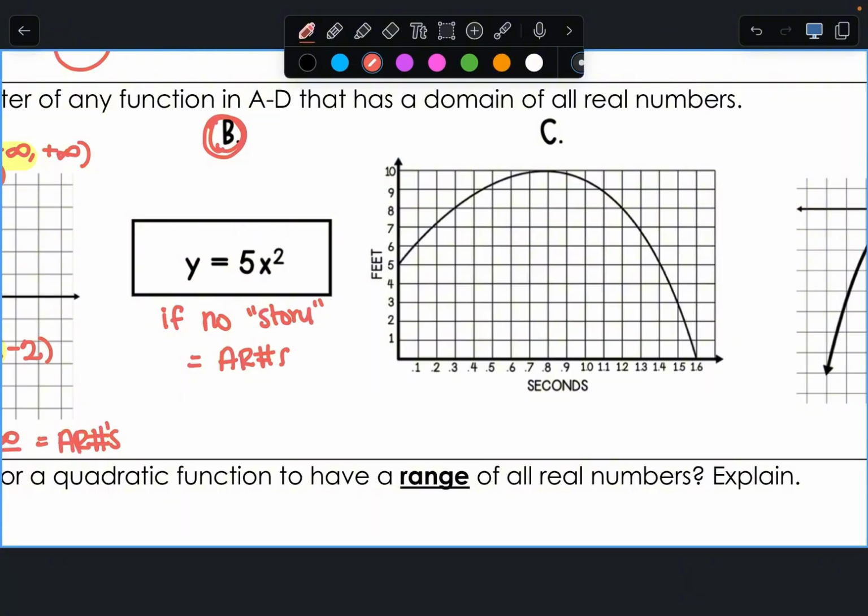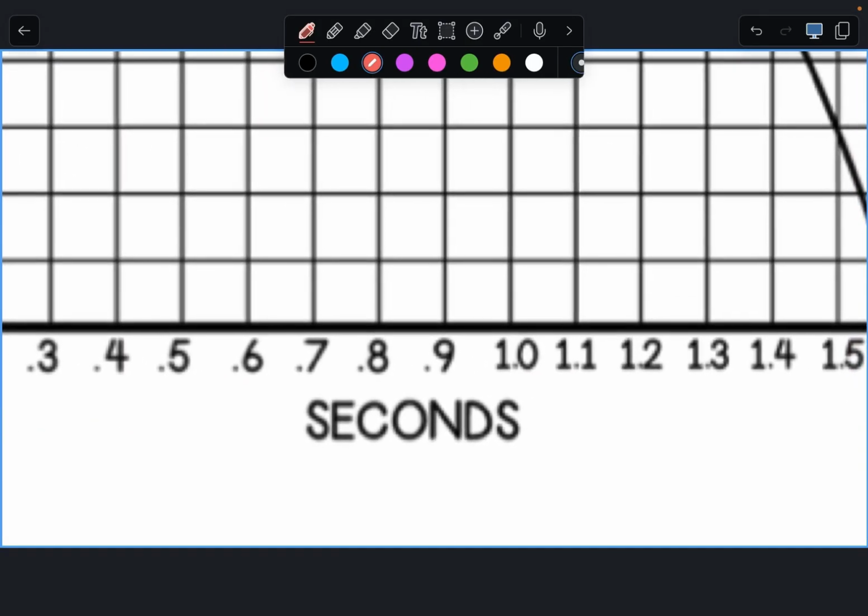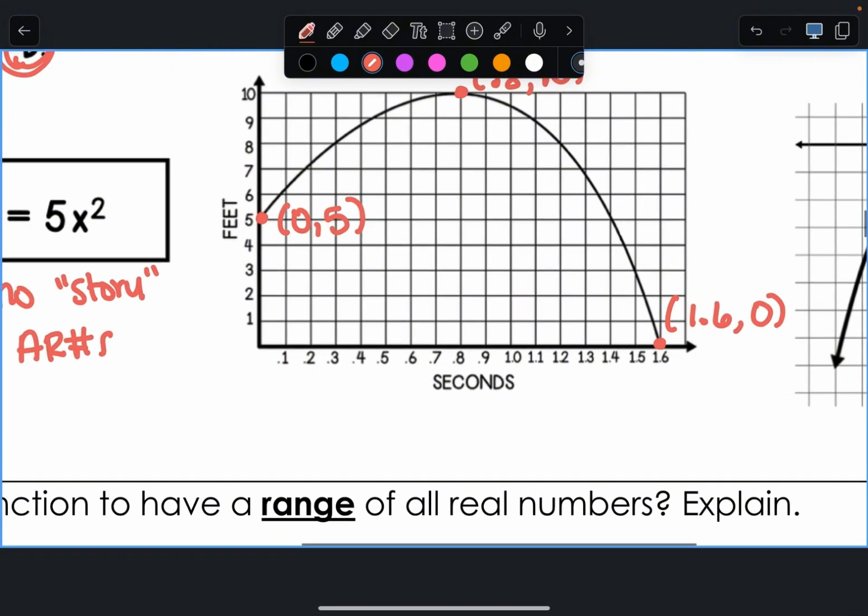So for this one, we got to label this point, our vertex, and this point over here. What's the y-intercept? 0, 5. What's the vertex? 0.8, 10. It's really hard to see. And then what's the x-intercept? 1.6, 0. Yeah, there's decimals in there. Sorry, it's really hard to see though. So for this one, put an x in the middle.